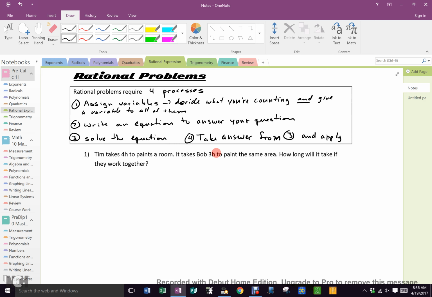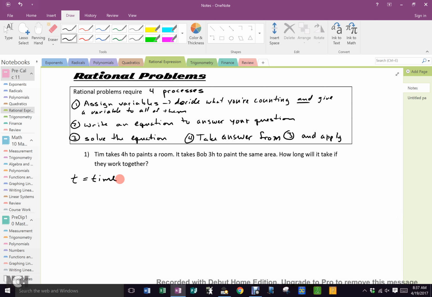so we're going to discuss how to solve this. All right? So process one, I have to assign my variables. What is being counted in this question? Time. Anything else? Is anything else being counted? No. Time is the only thing being counted, because they are only painting a room. So since time is the only thing being counted, that's the only variable I need to assign. Everyone agree? Okay. So time, T, equals time. Is everybody happy with that?